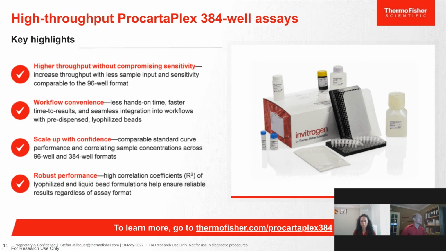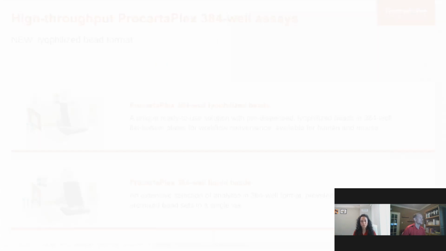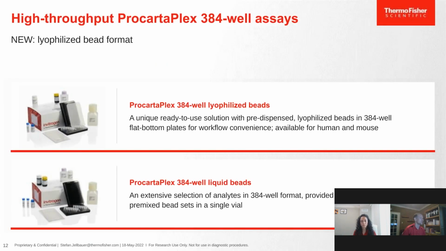As mentioned, we recently launched the 384-well format of these assays as well, and here are a few key highlights of these assays. They provide very high throughput without compromising the sensitivity. They have a high convenience in terms of the workflow, as mentioned, a very ELISA-like workflow. You can scale from 96 to 384-well formats with confidence and without losing performance. And in general, they have a very high and robust performance, as exemplified by the R-square values, for example, for looking at the standards.